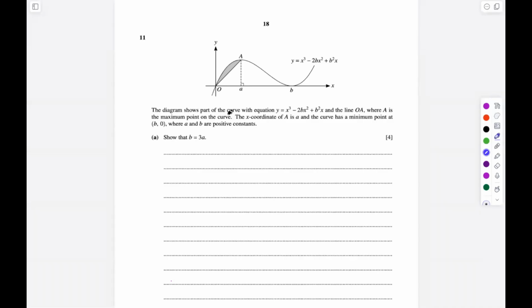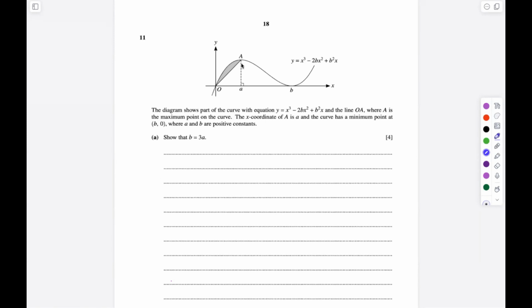In question number 11, the diagram shows part of the curve with the equation y equals x cubed minus 2bx squared plus b squared x and the line OA, where A is the maximum point on the curve. The x-coordinate of A is a and the curve has a minimum point at (b, 0), where a and b are positive constants. In part a, we have to show that b equals 3a.